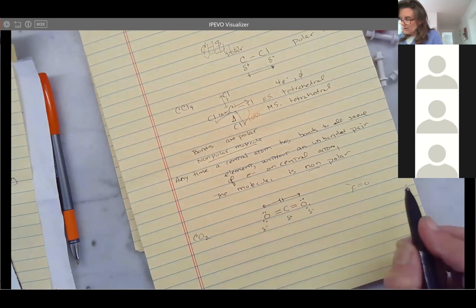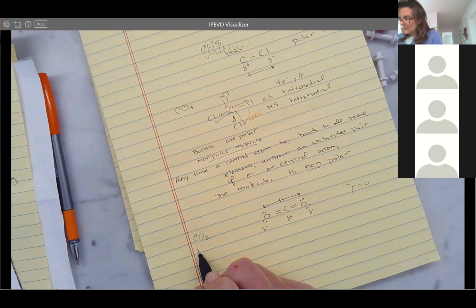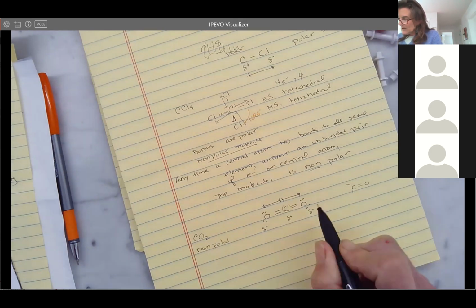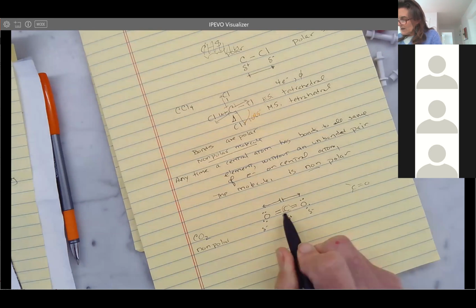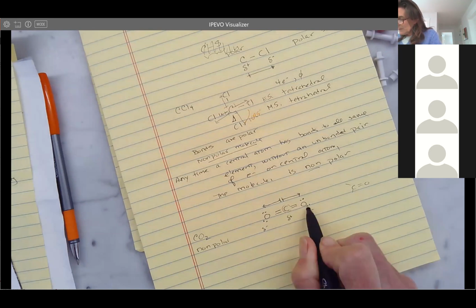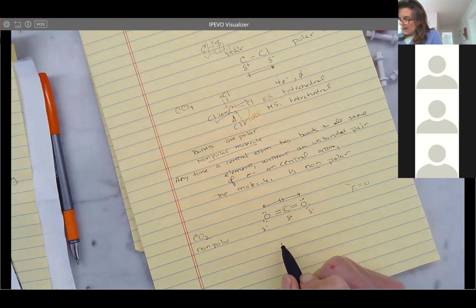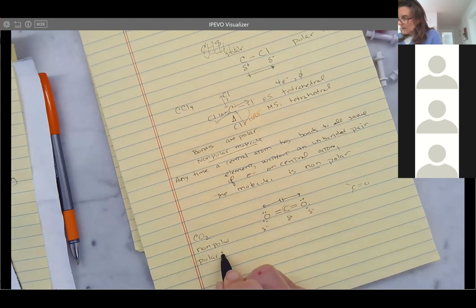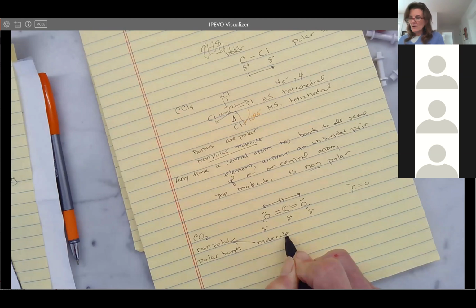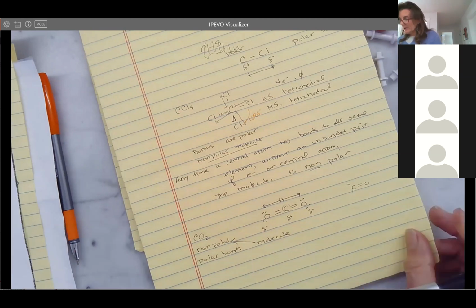So CO2 is nonpolar. I have a central atom. It's bound to all the same kind of element, and it has no unbonded pairs. So it has polar bonds, but the molecule is nonpolar. Let me give you an example of a molecule that would be polar.